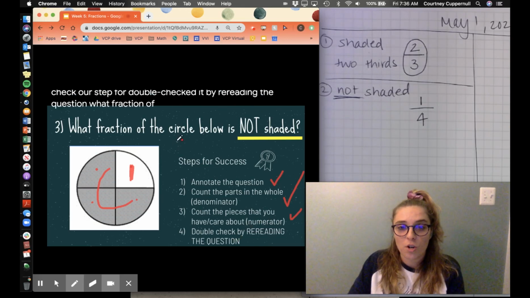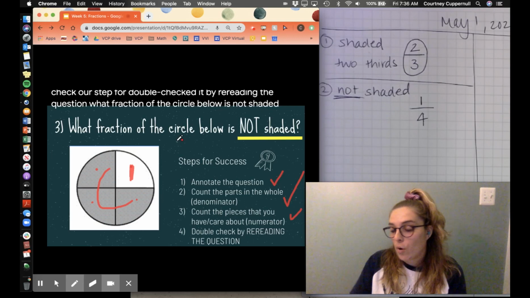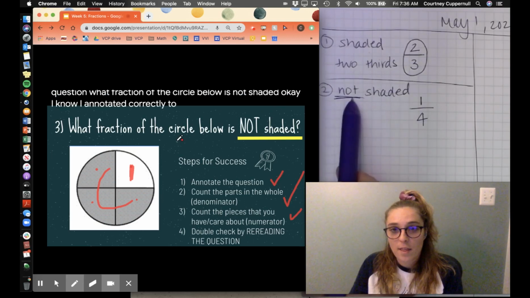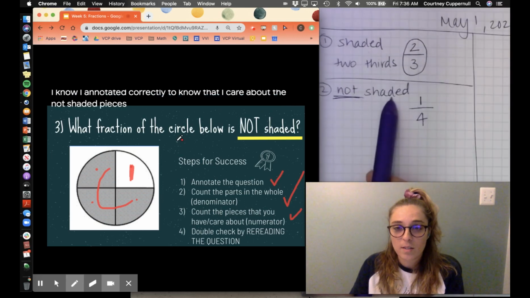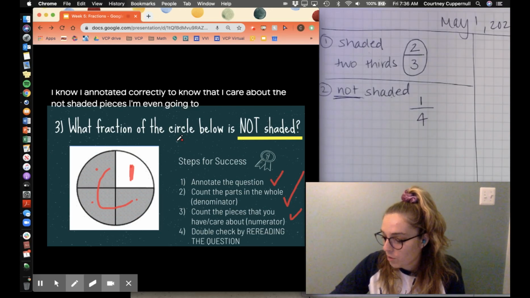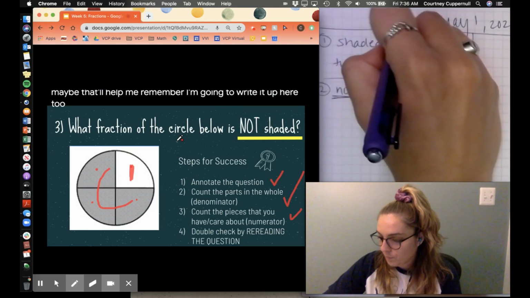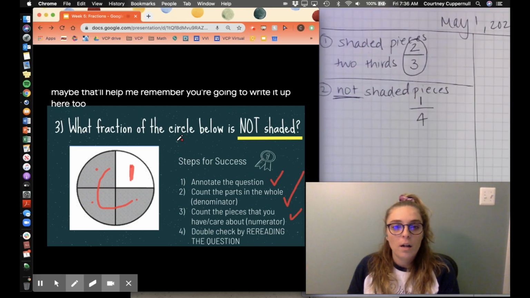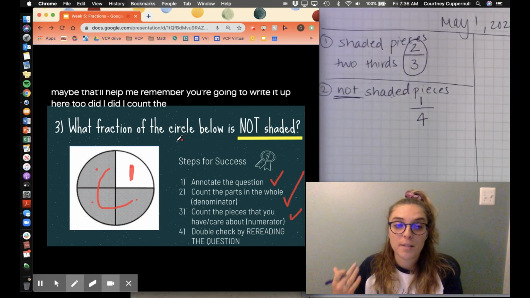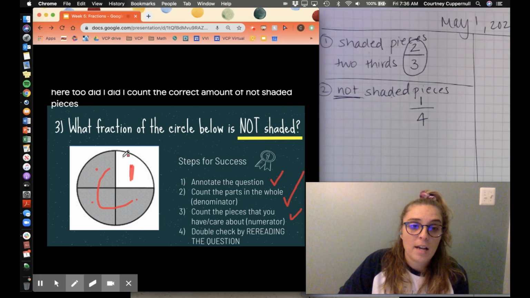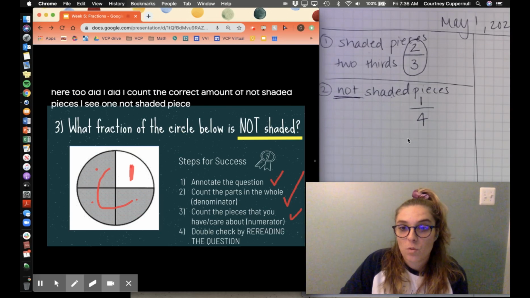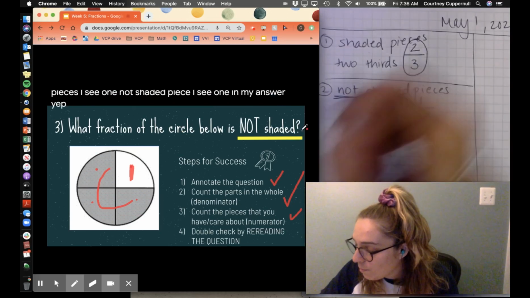What fraction of the circle below is not shaded? Okay, I know I annotated correctly that I care about the not shaded pieces. I'm even going to write the word pieces. Maybe that'll help me remember. I'm going to write it up here too. Did I count the correct amount of not shaded pieces? I see 1 not shaded piece. I see 1 in my answer. Yep, my answer is good.